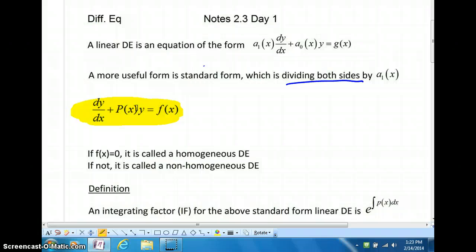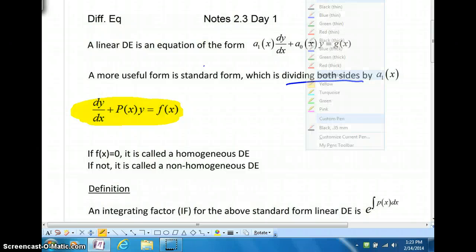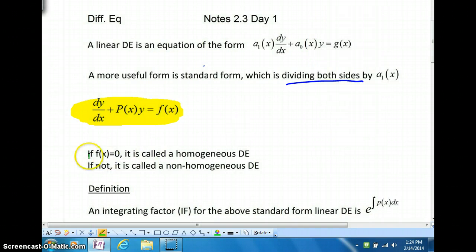Now, if f(x) is equal to 0, if the right-hand side is equal to 0, we're going to say that we have a homogeneous differential equation. And if the right side is not 0, we would just say it is a non-homogeneous differential equation.